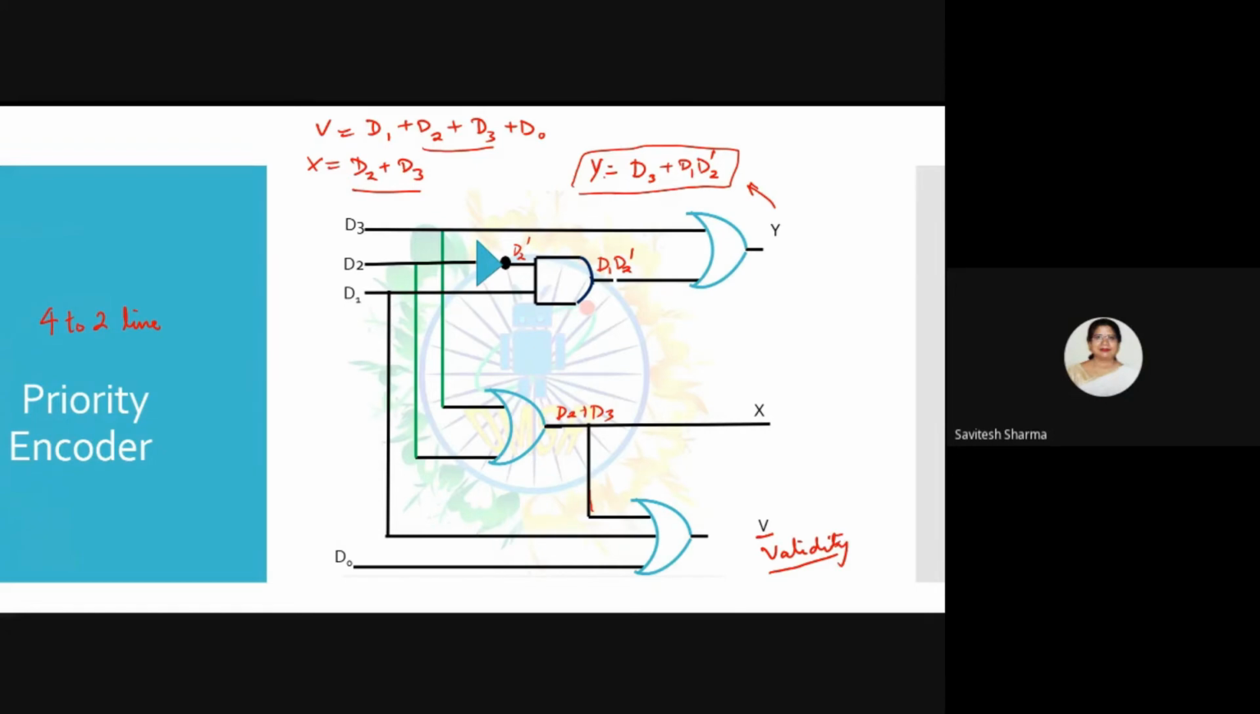Anything? Any doubt? Any doubt in this logic circuit generation?